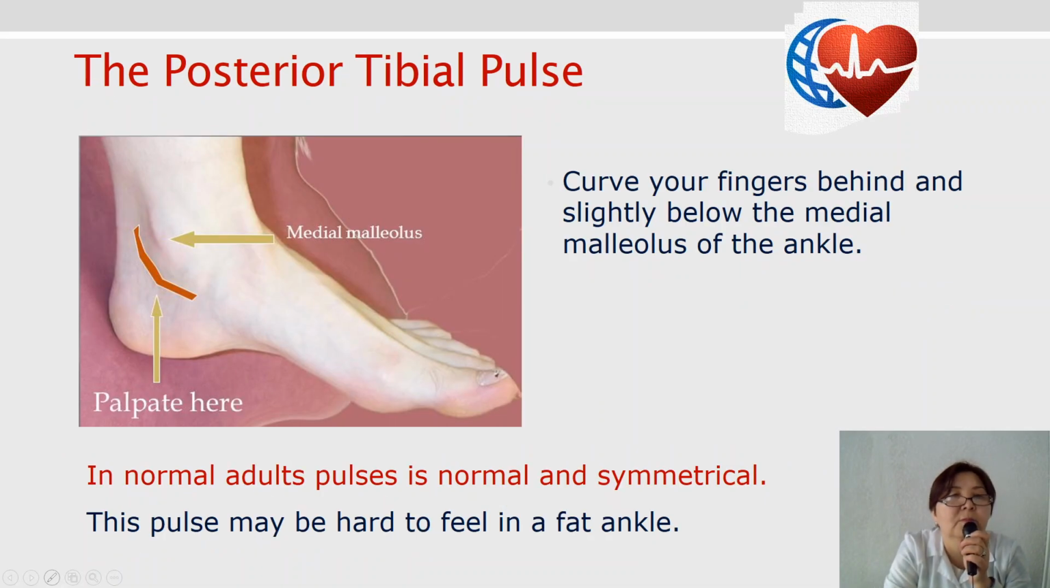It's the posterior tibial pulse. Curve your fingers behind and slightly below the medial malleolus of the ankle. Here. In normal adults, the pulse is normal and symmetrical. This pulse may be hard to feel in a fat ankle.